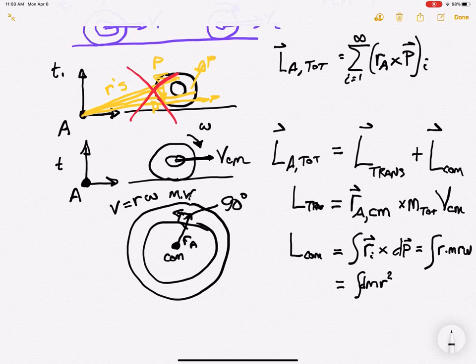Okay, so, and dm and omega. The point of the L center of mass is we come away with something that looks like the moment of inertia times the omega. So we're going to come out with something that looks like I omega in whatever direction the omega is rotating.